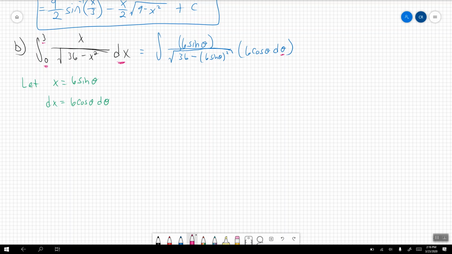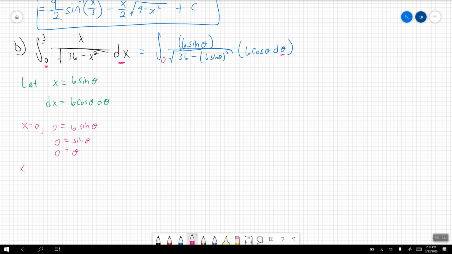In order to do that, we're going to use the substitutions that we had. If x is equal to 0, then the first substitution will give me that 0 is equal to 6 times sine of theta, which means 0 is equal to sine of theta, which means what is theta? Theta naturally must be, yeah, you guessed it, 0. Great.